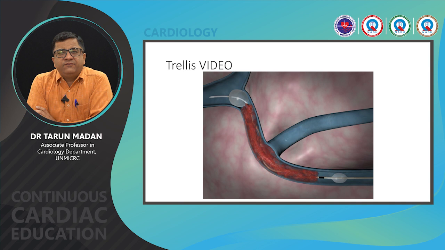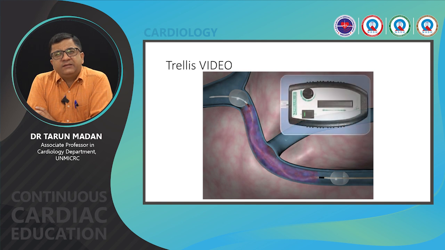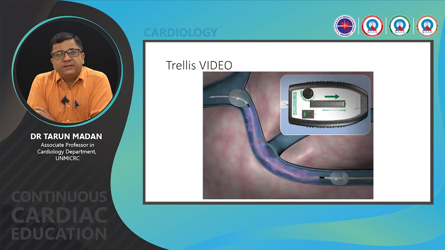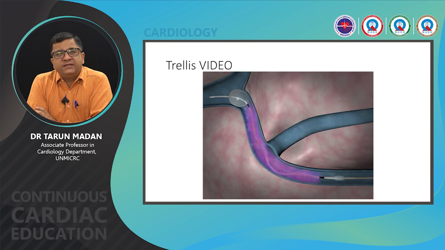Once these balloons are inflated, you start infusing the drug from the central part, and then simultaneously the central part also vibrates depending on the amplitude and frequency set by the control. And this thrombus is agitated, mixed with the lytic, and over a period of time the thrombus gets lysed. Then the balloon is deflated, everything is aspirated, and then the patient is put on anticoagulants and sent home.